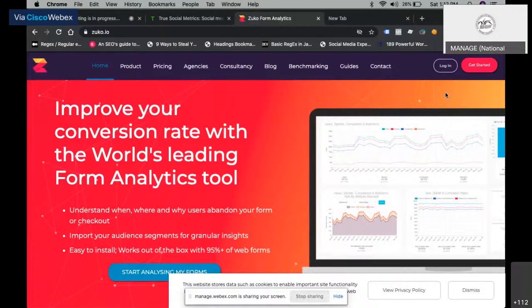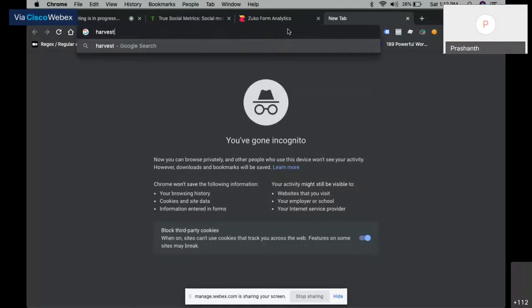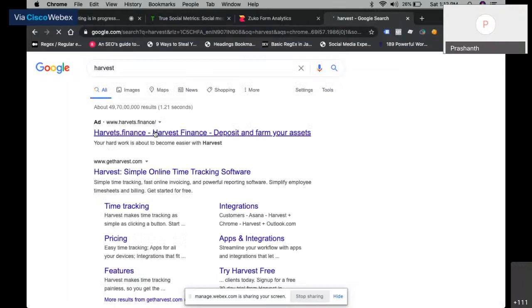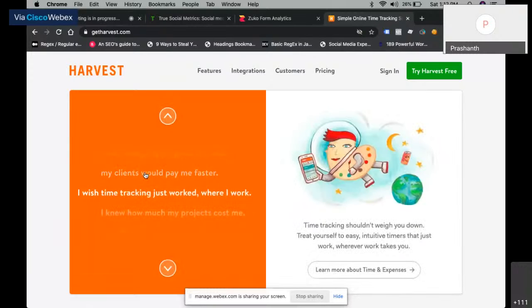So many are there. I use something called Harvest also. I extensively use it because I'm so concerned about my time. What this does, this will tell me, Prashant, in 16 hours, what I read, how much time, where, what content I read. I can go track.